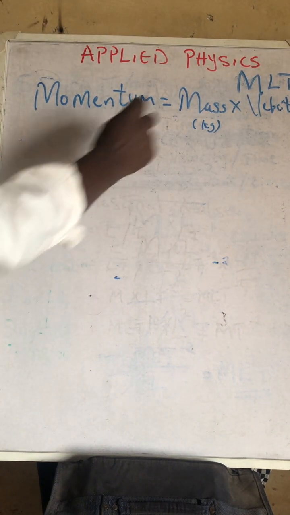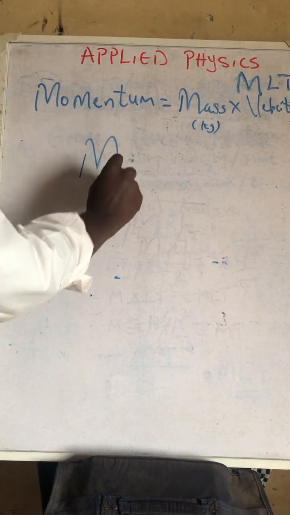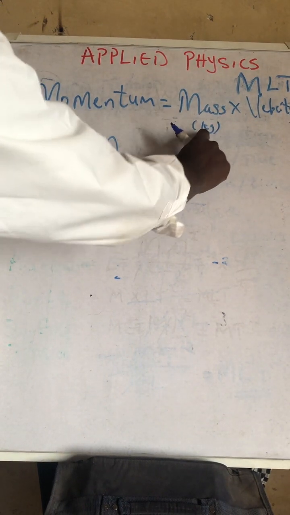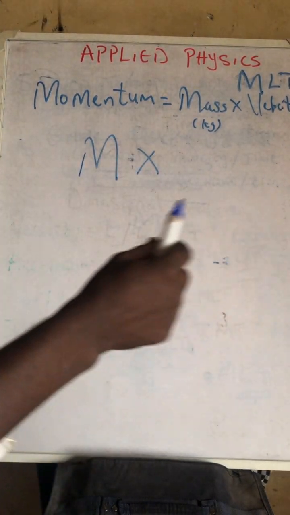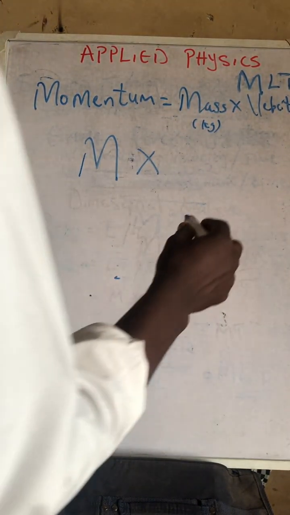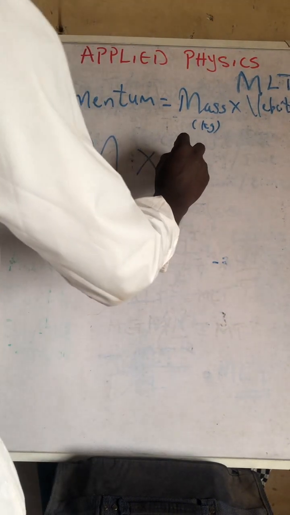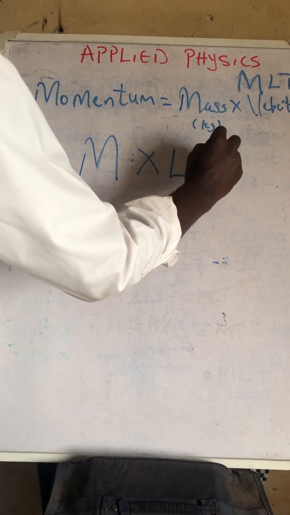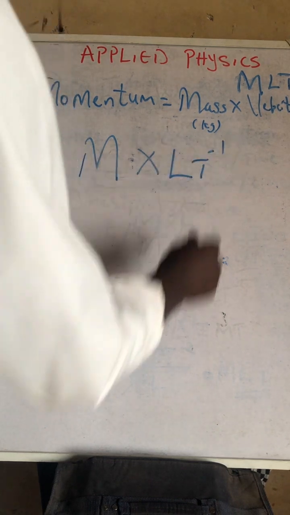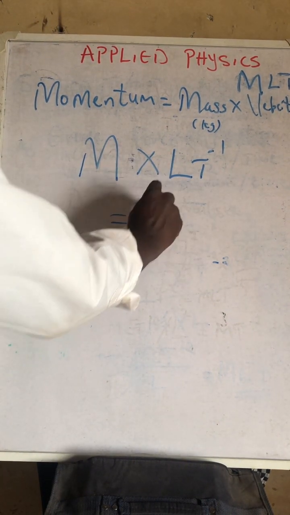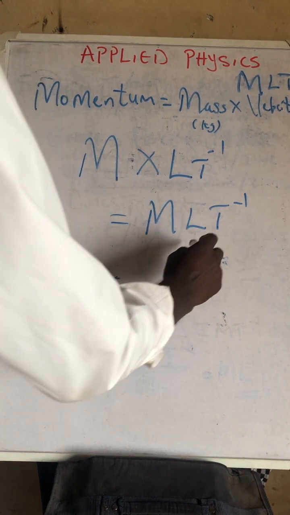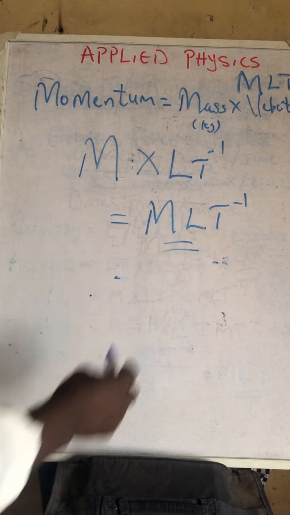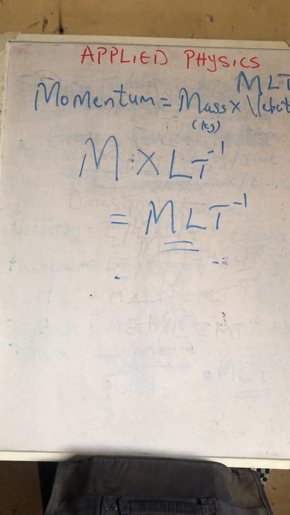So momentum will be equal to M, kilogram is represented as M here, times velocity. From our last example, we saw that velocity is equal to what? L T raised to power minus 1. So we just multiply it. So this will give us M L T raised to power minus 1. So this is the dimension analysis for measuring momentum.